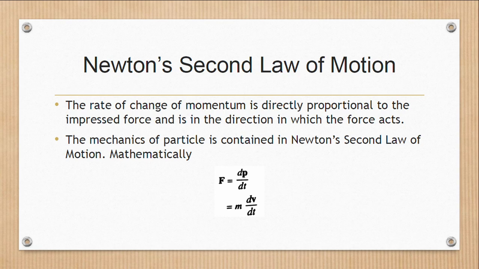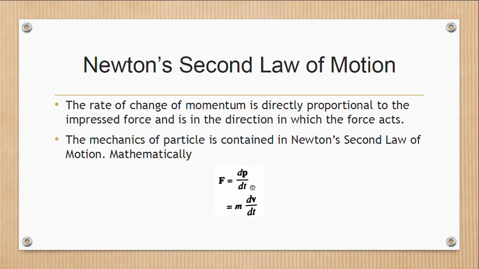According to Newton's second law of motion, the rate of change of momentum, that is dp upon dt, is directly proportional to the impressed force and is in the direction in which the force acts. The mechanics of a particle is contained in Newton's second law of motion. Mathematically, we can say that F is equal to dp upon dt. Here F is for force and p is for linear momentum. They both are vector quantities.